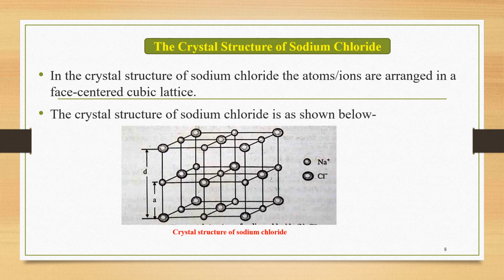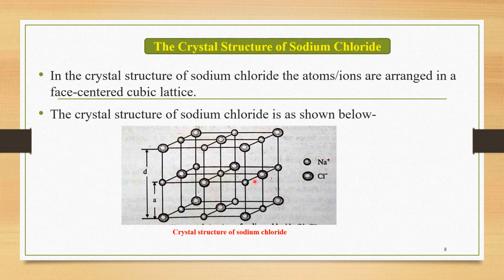Now after studying these two important methods for crystal structure analysis, next we have to study the crystal structure of sodium chloride, how this sodium chloride crystal looks, or what type of crystal structure it is. In the crystal structure of sodium chloride, the ions are arranged in a face-centered cubic lattice. So the crystal structure of NaCl is of the type face-centered cubic lattice. The crystal structure of sodium chloride is as shown below. So this is the actual crystal structure for sodium chloride in the form of a face-centered cubic lattice.